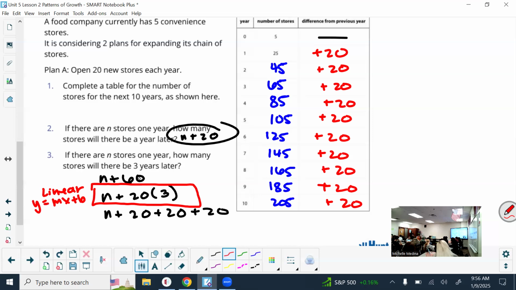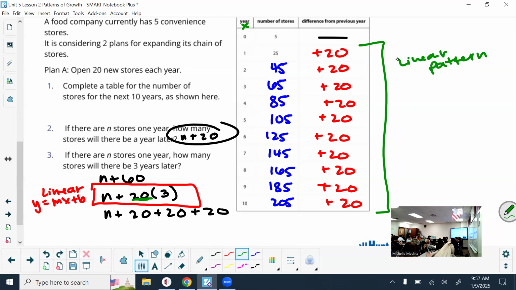Out of these 3 setups that we all said are right, this one to me looks the most linear, because we have our rate of change, changing by 20 each time, being multiplied by our x, which is usually years or time. And then it's added to whatever we're starting with, which is usually your y-intercept. So that just reinforces everything. If it's adding the same amount each time or subtracting the same amount, that is a linear pattern.